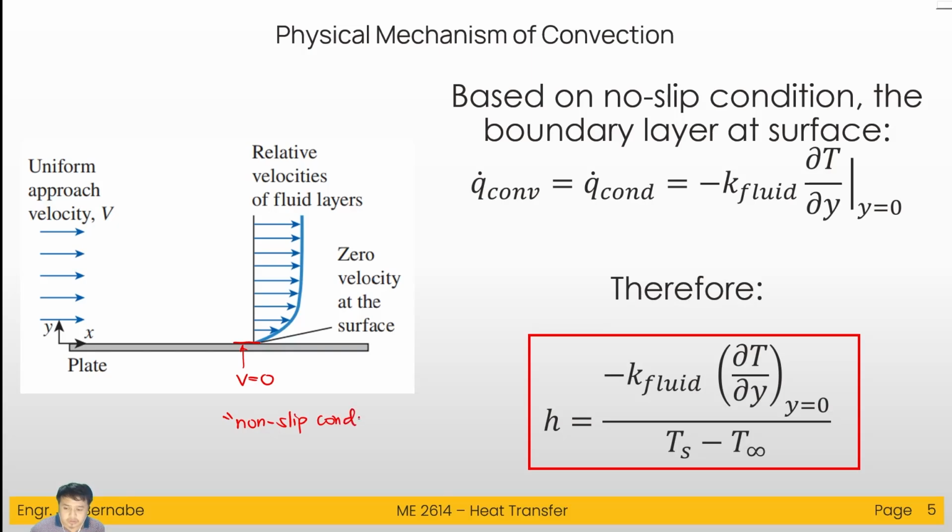So at this non-slip condition, at this specific line here, wherein the velocity is zero, it only experiences conduction. Why did I say that? If your fluid is moving, it is convection. But if it is not moving, it is conduction. That is the very simplest way of analysis between convection and conduction. So convection is still conduction, but the fluid is moving.